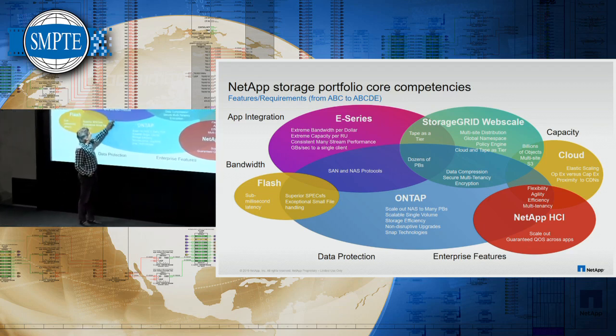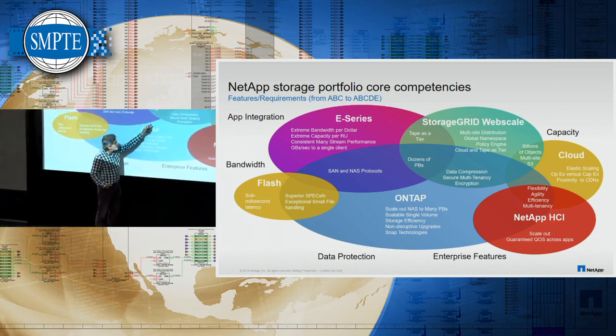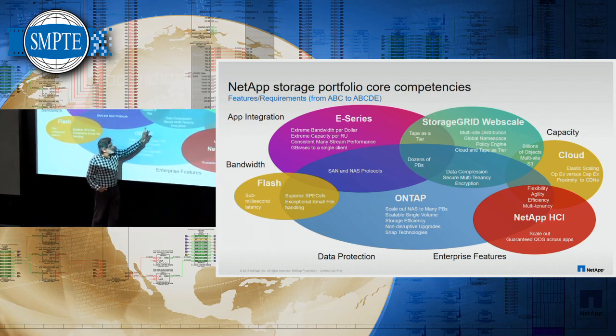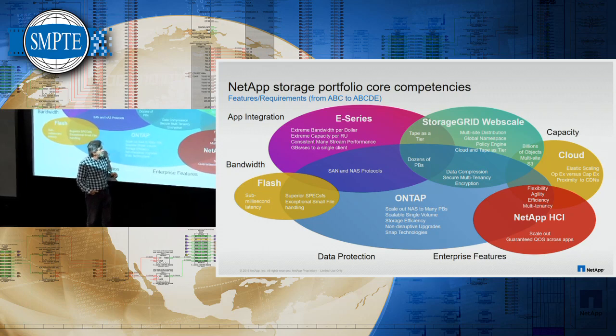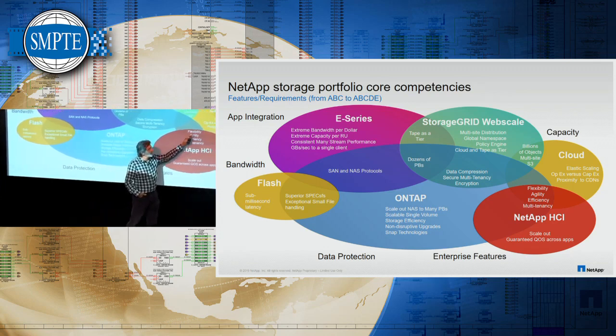First it was ONTAP and E-Series. Then we added StorageGRID as a product, and Object Store, which we'll get into in one of our slides here in a minute. And then we have an HCI product as well. And of course, we're doing an awful lot today with the cloud.